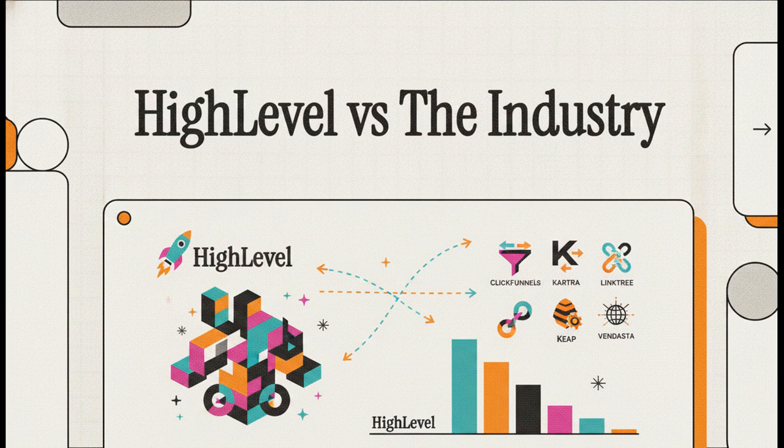Picking up right where we left off in our HighLevel versus HubSpot explainer, let's dive into part 1 of this brand new series comparing HighLevel to 5 other major industry platforms: ClickFunnels, Kartra, Linktree, Keap, and Vendasta. If you want to master this tool and really impress your future clients, you need to know exactly how it stacks up against the competition.